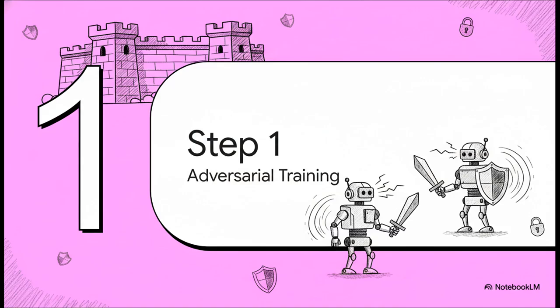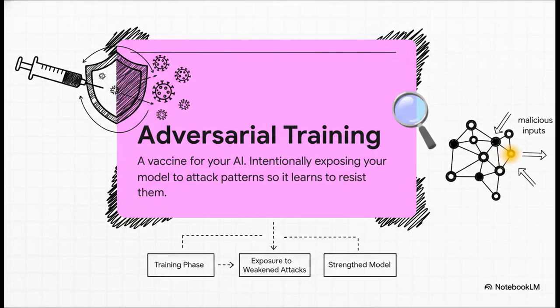Step 1 is something called adversarial training. This is all about building a model that's resilient from the inside out. The best way to think about adversarial training is like a vaccine for your AI. Seriously, you are intentionally and proactively exposing your model to simulated attacks while it's still learning. Just like a vaccine teaches your immune system to spot a virus, this process teaches your model to recognize and fight off malicious inputs when it sees them in the wild.